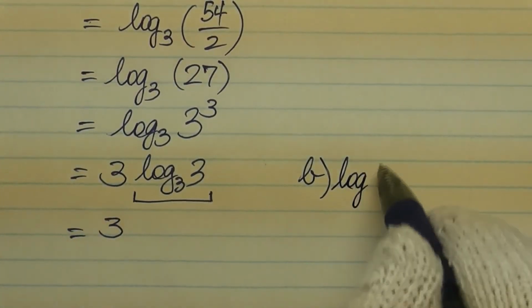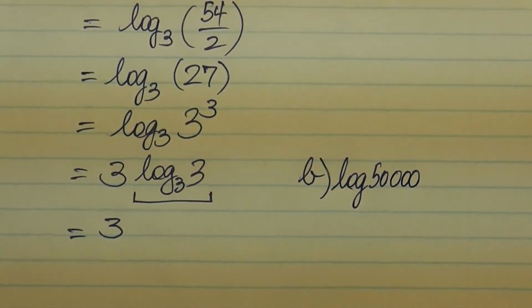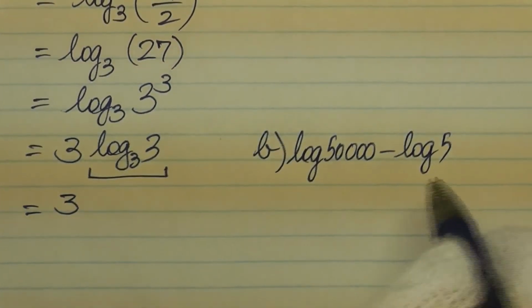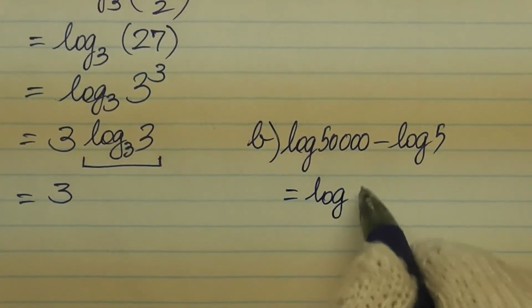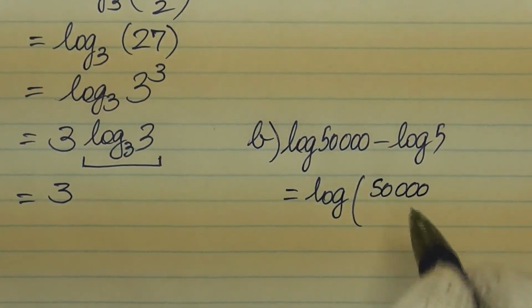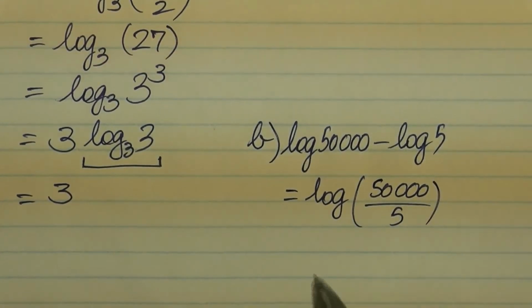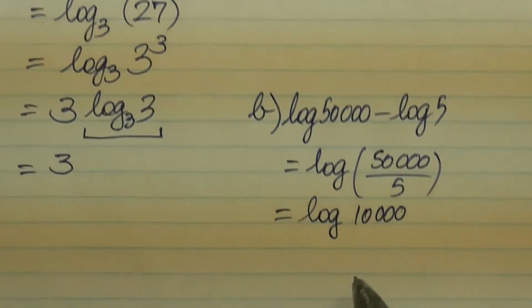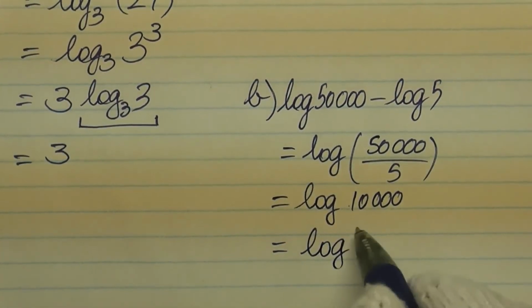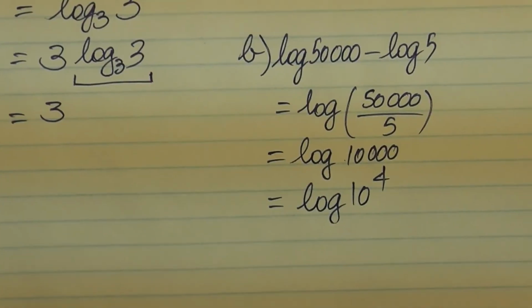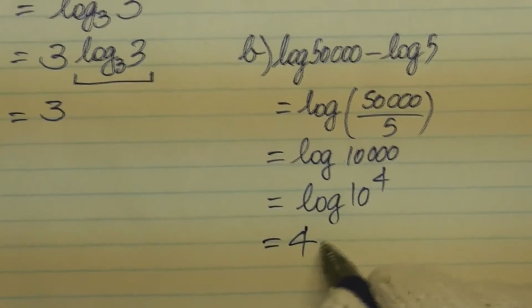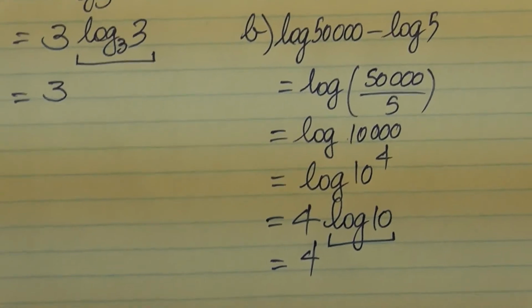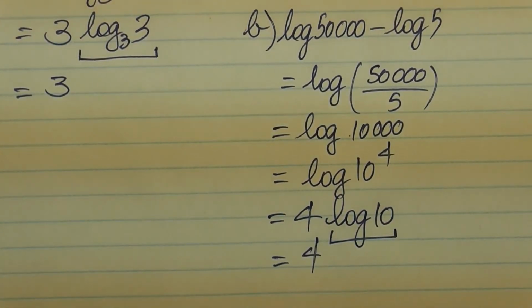Log 50,000 minus log 5. That's the same as log 50,000 divided by 5. Log 10,000. Log of 10 to the 4. 4 comes down. Common log of 10 is 1. It's not 2 or 3, it's 4.